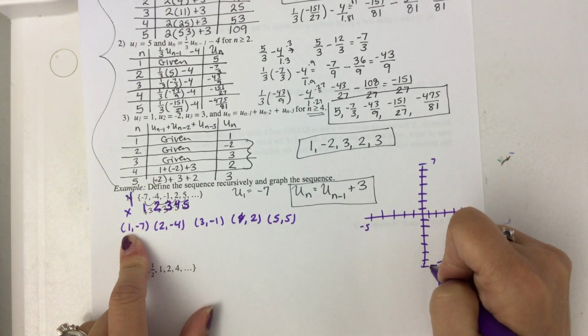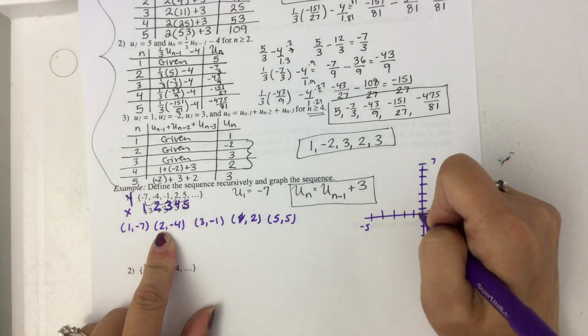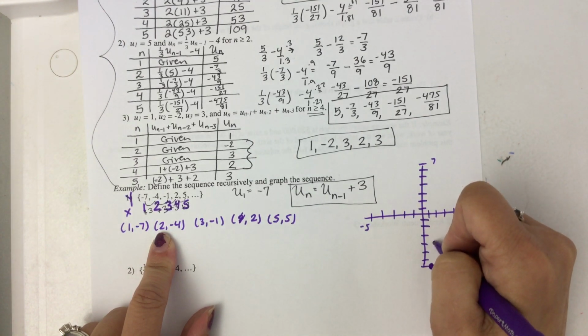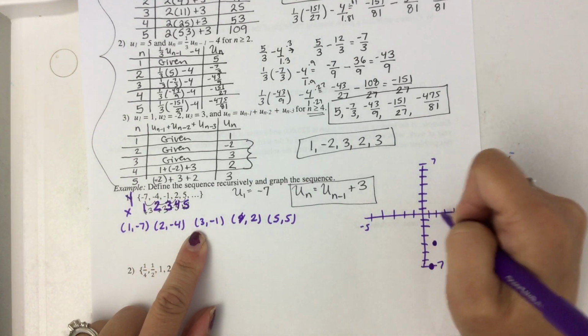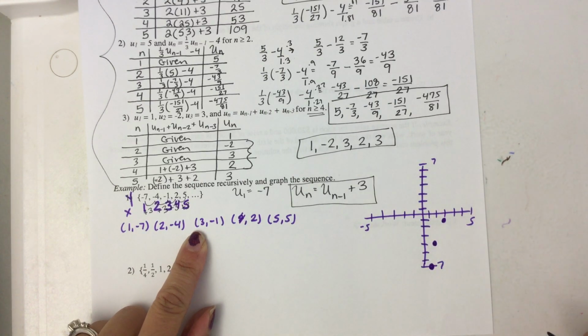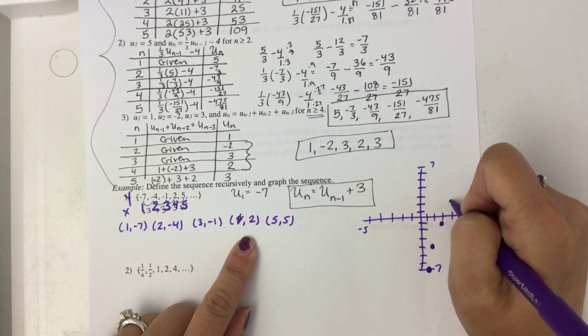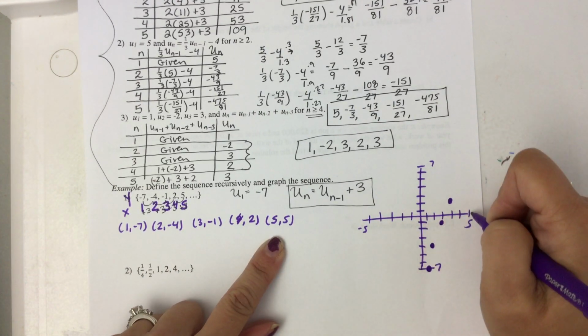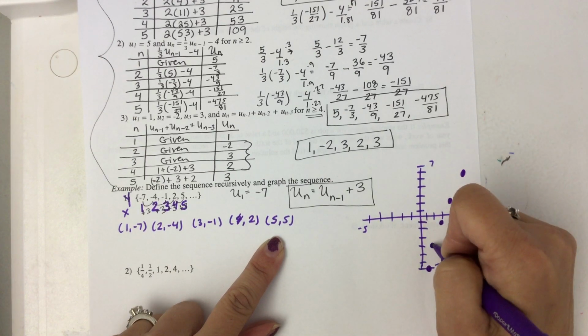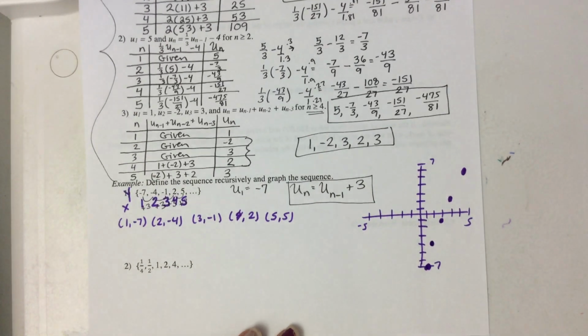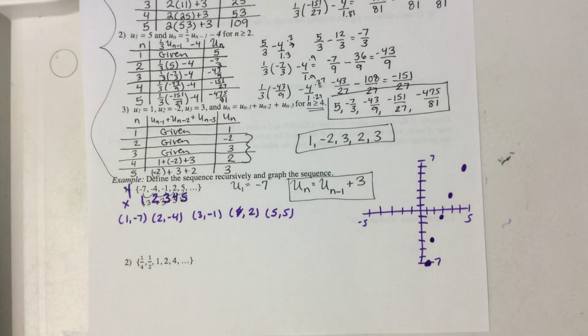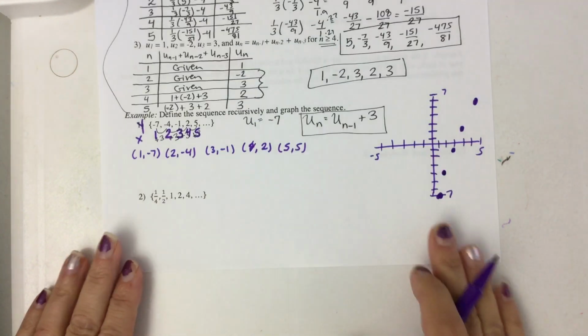Go to the right 1, down 7, there's a point. Go to the right 2, go down 4, there's a point. Go to the right 3, down 1, there's a point. Go to the right 4, up 2, there's a point. Go to the right 5, up 5, there's a point. So notice we have pretty much a line of disconnected dots. Let's look at another one.